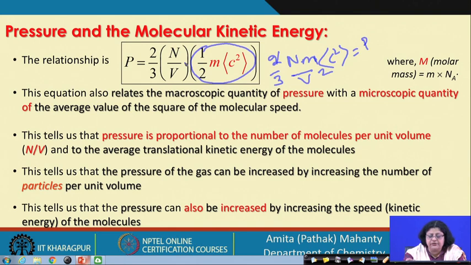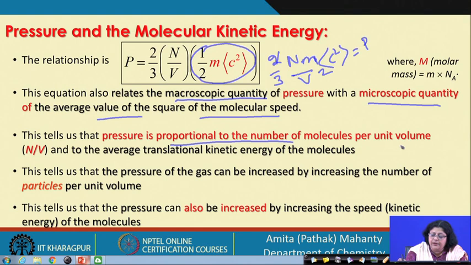So, this is that pressure which we are talking about in the macroscopic term, and what we are trying to relate is the macroscopic quantity of pressure with the microscopic quantity, in terms of the average or the square of the molecular velocities of the particles. We have also found out the pressure is proportional to the number of molecules per unit volume. So, what we are seeing is that pressure is proportional to the number of particles in the unit volume.